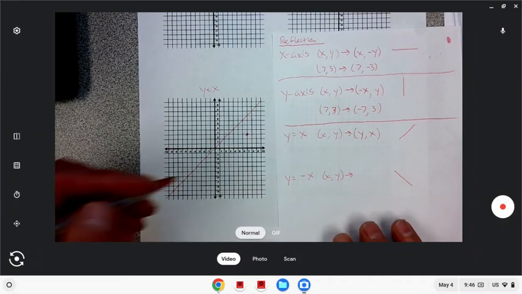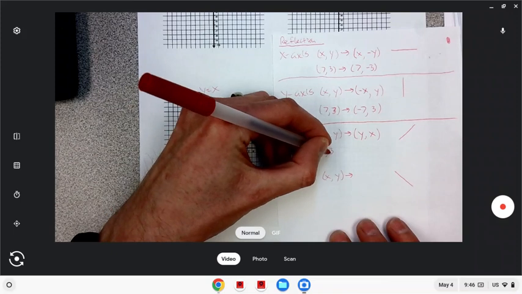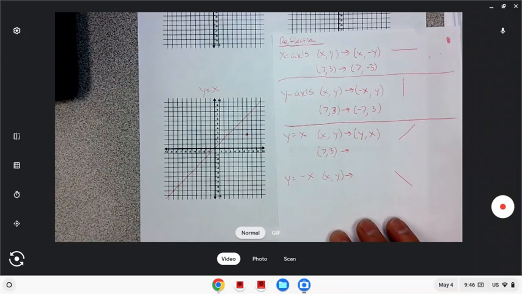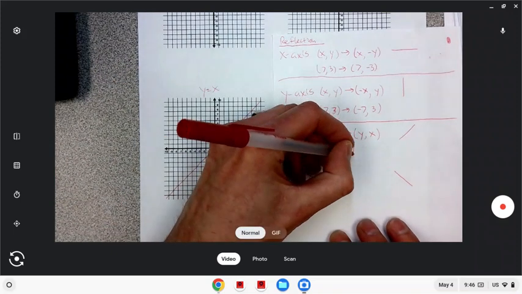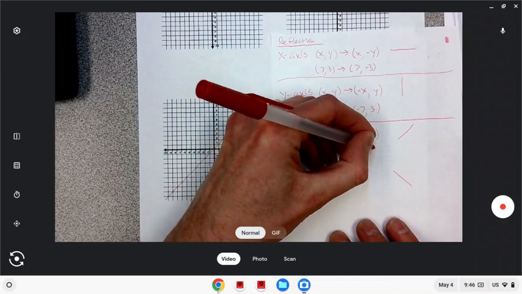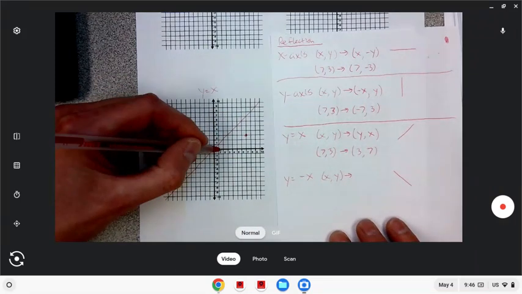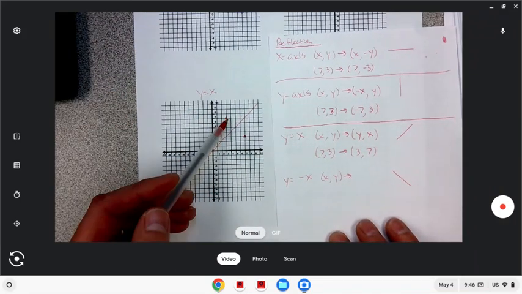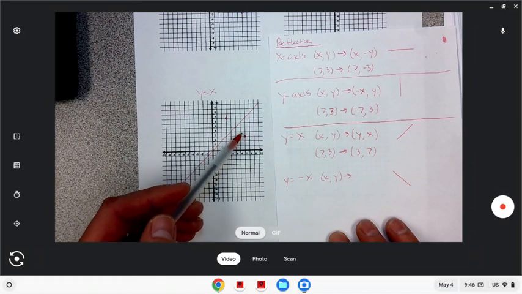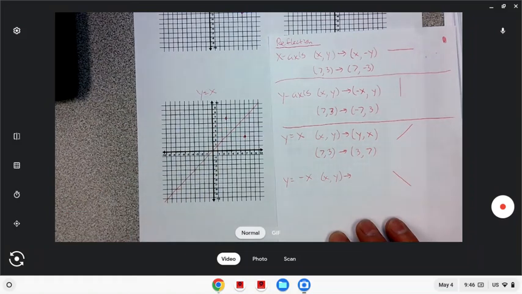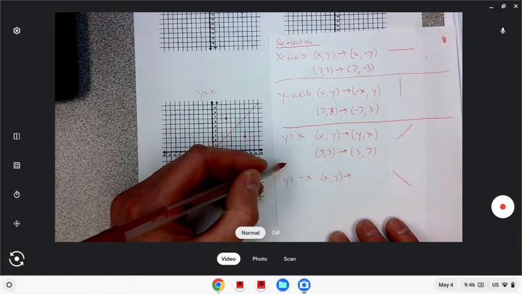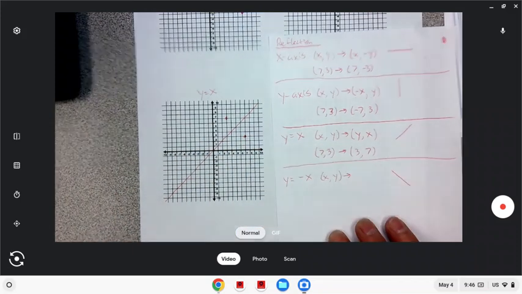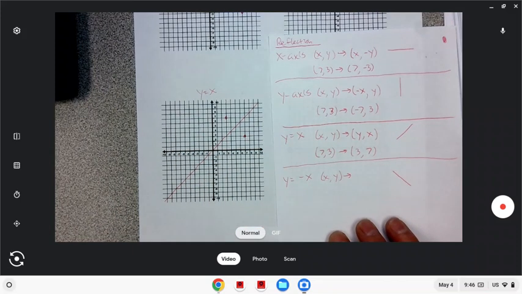If we try that here, I had the point 7, 3, and if I apply that rule, I should end up at 3, 7. Let's see what happens here. So 3, 7, it's right there. Yep, that's directly on the other side of that line, y equals x. So that's how you apply that rule for reflecting across the line y equals x.